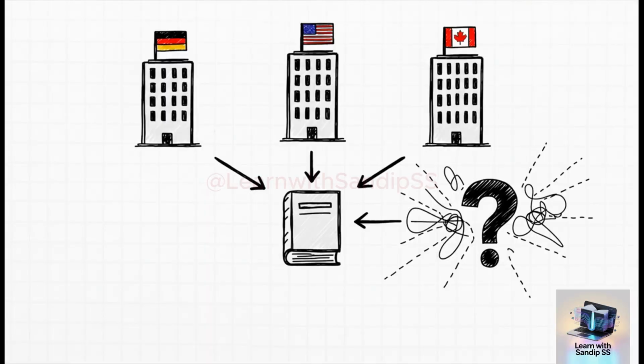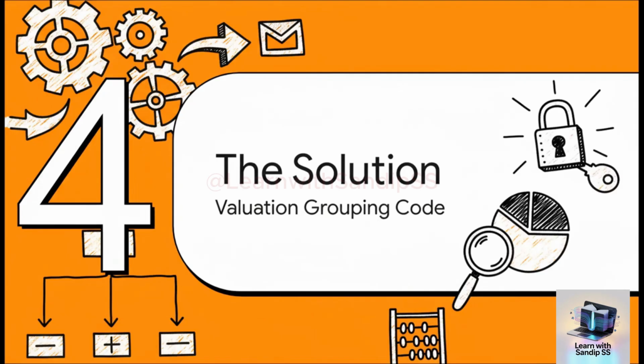If Germany, the US, and Canada are all using the same financial dictionary, that same YCOA chart of accounts, how in the world can we set up different accounting rules for them? What if, say, US regulations are different from German ones? Well, luckily, SAP has a very clever, but actually very simple tool designed for this exact problem. It's called the Valuation Grouping Code, and it's what's going to give us the flexibility we desperately need here.